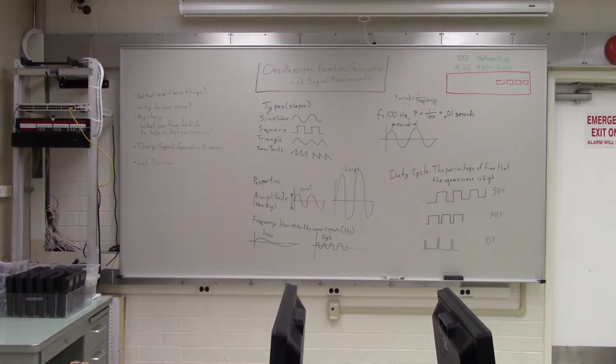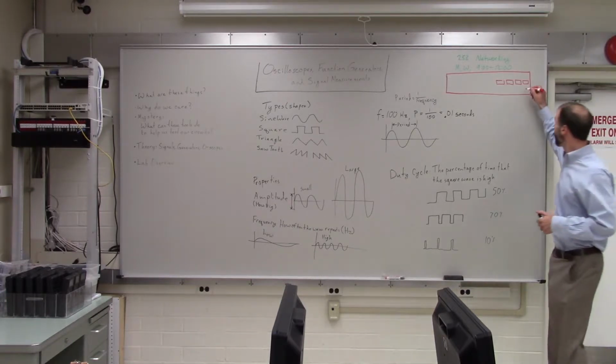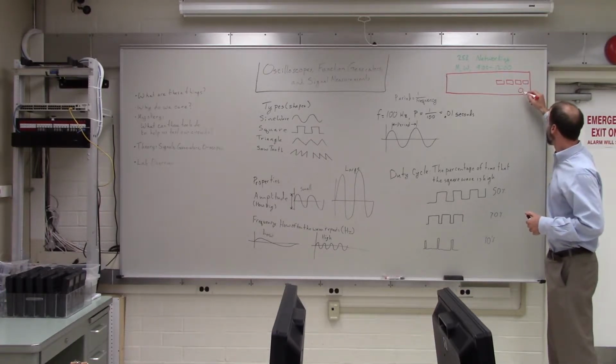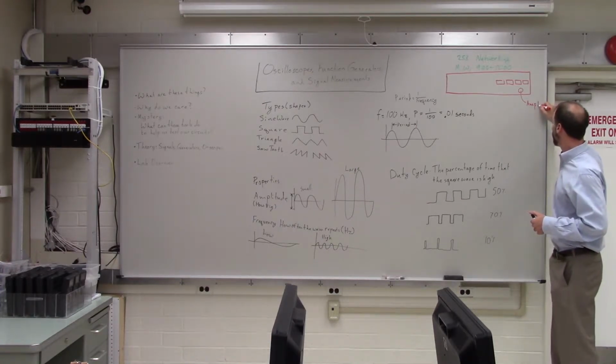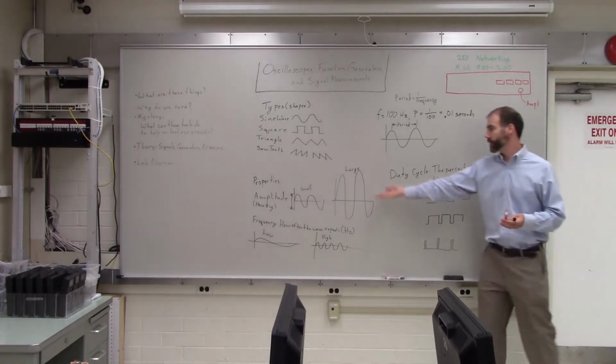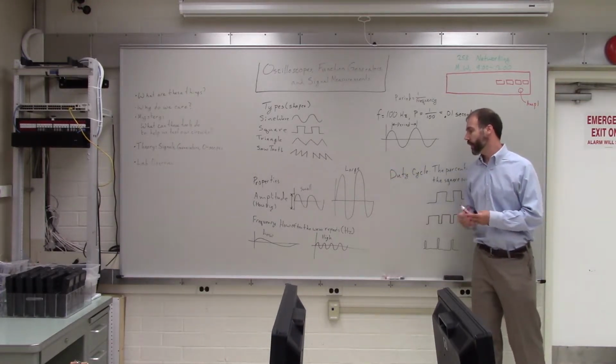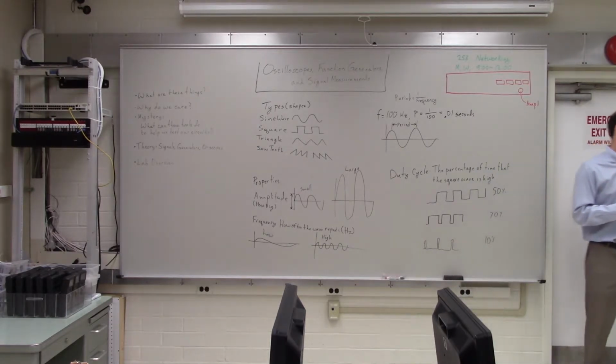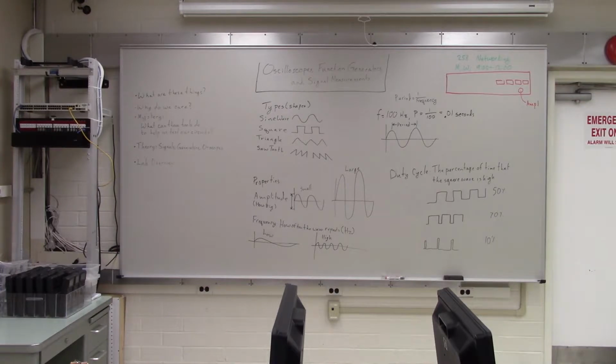There is an amplitude knob. It's down next to the output. This says AMPL, that stands for amplitude. And so if you adjust that, you turn it one way, it makes the amplitude larger. You turn it the other way, it makes the amplitude smaller. Okay?